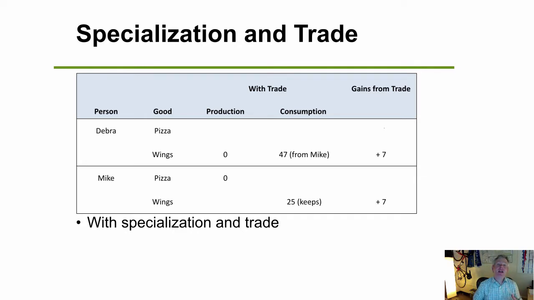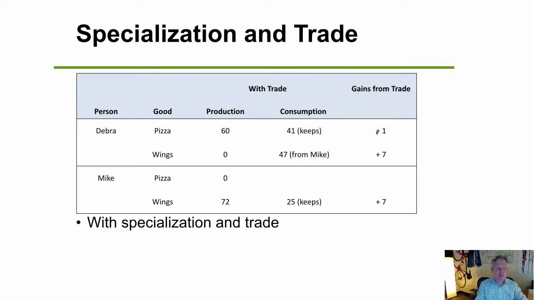Okay, so now let's look at a case where we do have specialization and we do have trade between the two. So in this case, let's first look at a case where Deborah doesn't produce any wings and she only produces pizza, all right? So we said before that if she did that, she could produce 60 pizzas, all right? The same thing with Mike. Let's assume he produces no pizza and only wings. He produces 72. So notice that already we're getting more pizza produced and more wings produced just by them specializing, all right?